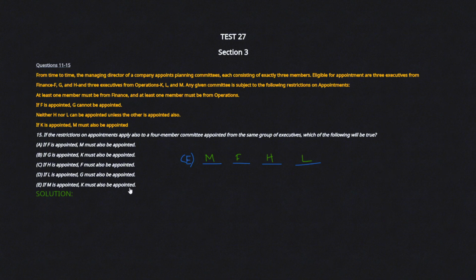So option E, if M is appointed, K must also be appointed. So this is not true. So I can cross it out. On to the next one. Let's see.